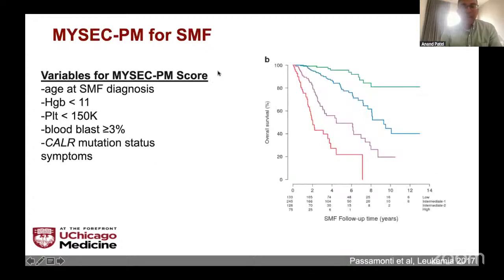So the MYSEC-PM, as I mentioned, was a score developed specifically for secondary myelofibrosis. And these are the variables that give someone points: your age, how low your hemoglobin is, how low your platelets are, are we seeing these immature blast cells in the blood, do you have a CALR mutation, and then symptoms. And then that can stratify patients into buckets of what we call low risk, intermediate risk, or high risk, which is delineated on the right in the chart that's shown.